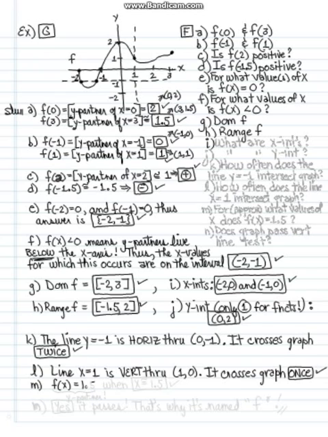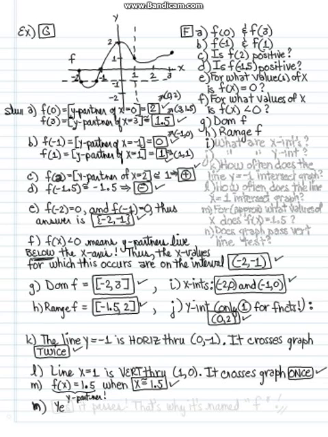Part M, for approximately what values of x does f of x equal 1.5? So they're asking what is the x partner to y equals 1.5? Look at the graph. It looks like the x is approximately 1.5 also on the graph. That has the y partner 1.5. Once again, f of x equals 1.5 means that we're looking for the x value for which the y partner is 1.5.